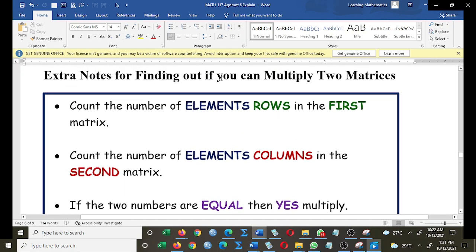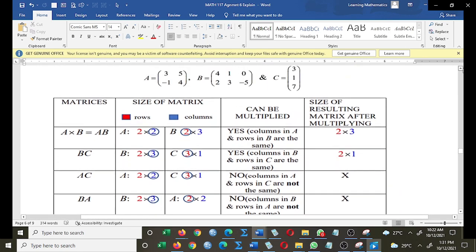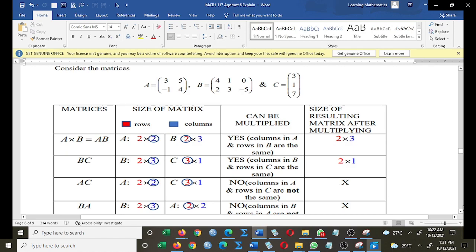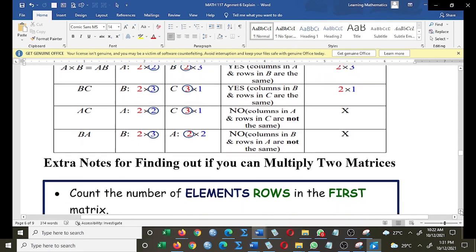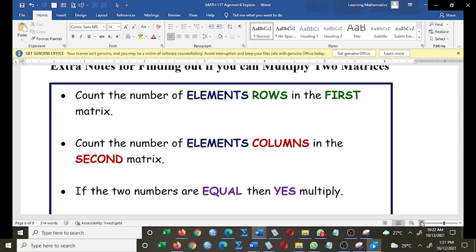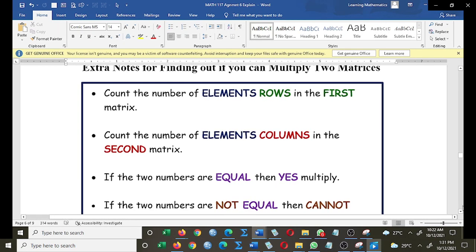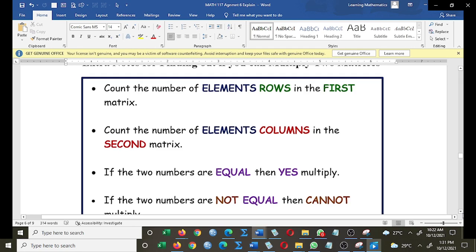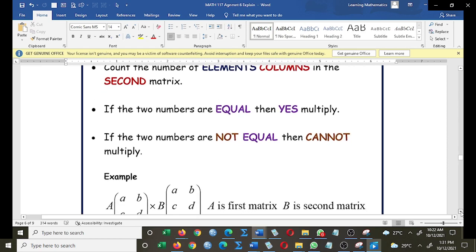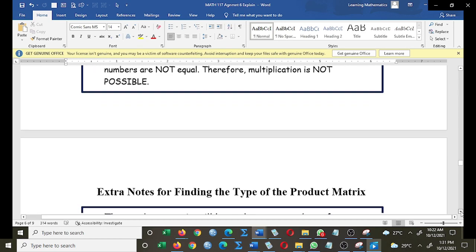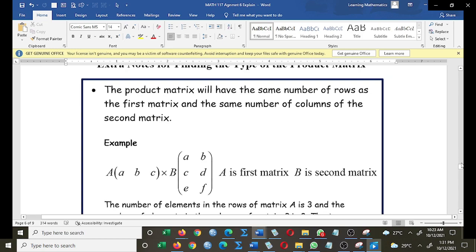Extra notes for finding out if you can multiply two matrices. So in the unit, this is what is given: how to determine whether or not two matrices can be multiplied. But now, I designed a way. I've not really seen it anywhere. I looked it up, but probably it's even my invention. But that's how I normally communicate to determine whether or not two matrices can be multiplied. We'll come back to it. And when you multiply two matrices, what your end result will be.